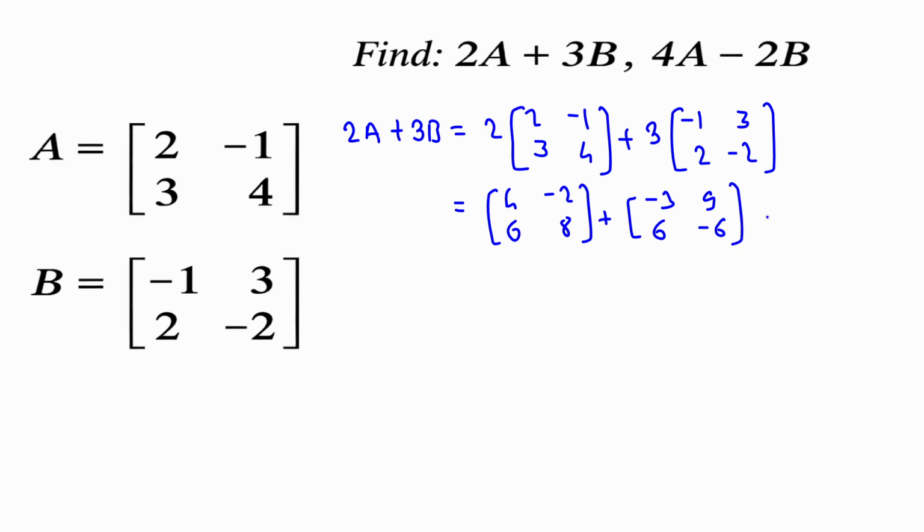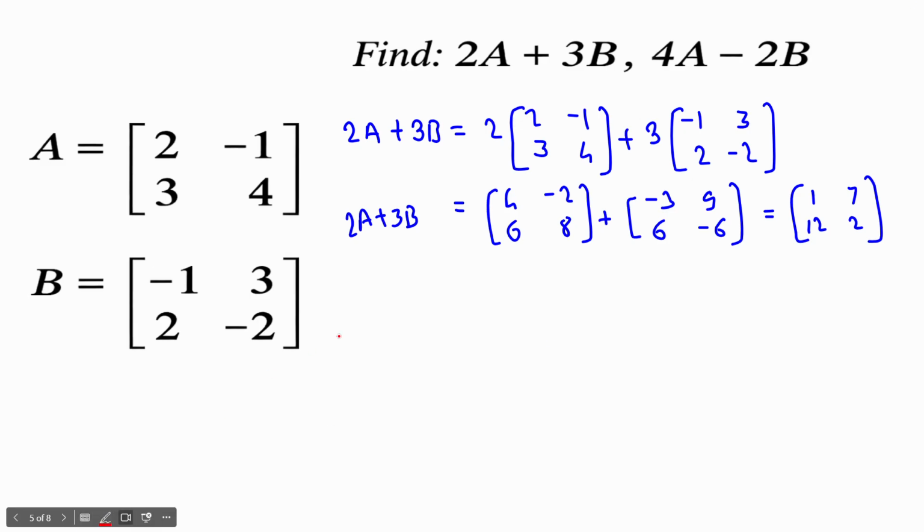Okay, and now just add these two matrices. If I add this, we will get 4 minus 3 will be 1, minus 2 plus 9 will be 7, 6 plus 6 will be 12, and 8 minus 6 will be 2. So this will be your 2A plus 3B matrix.